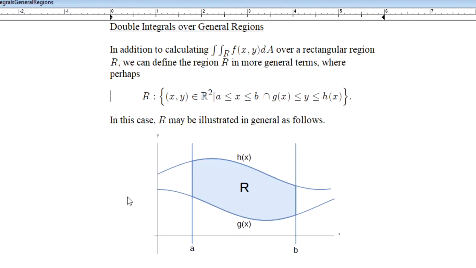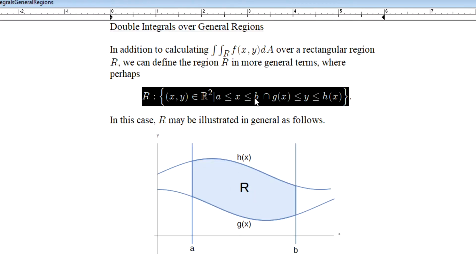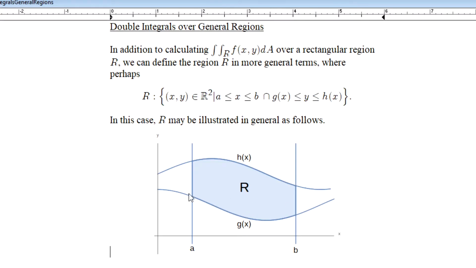If I bring this up into view, you can see the way we're going to describe R. R is going to be defined as the set of coordinates in two-dimensional space such that our values for x are bounded by the values of a and b, but in this case our values for y are bounded by what we're going to think of as functions of x: function g of x on the lower bound, h of x on the upper bound. In this particular case, R would be illustrated as I have here in this graph.